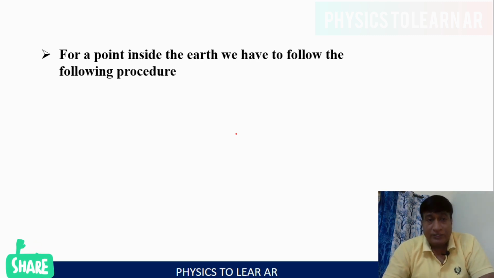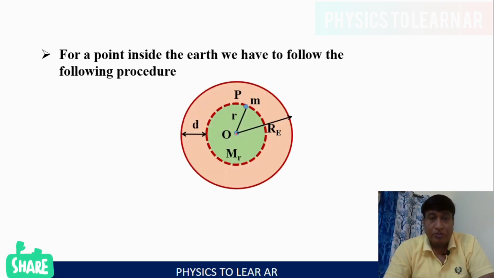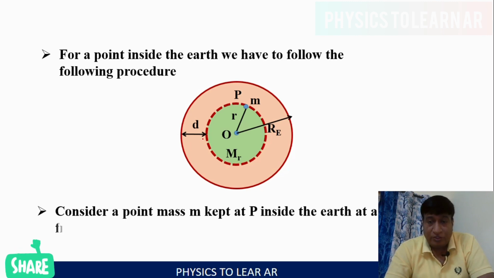If I have to measure the acceleration due to gravity inside the Earth, we have to follow the following procedure. If this is the total mass, I take the mass of Earth as Me, and the radius as Re. If I keep an object of mass m inside the Earth, that depth I take as d. Consider a point mass small m kept at P inside the Earth at a distance r from the center of the Earth. Here r is the distance from the center of the Earth.